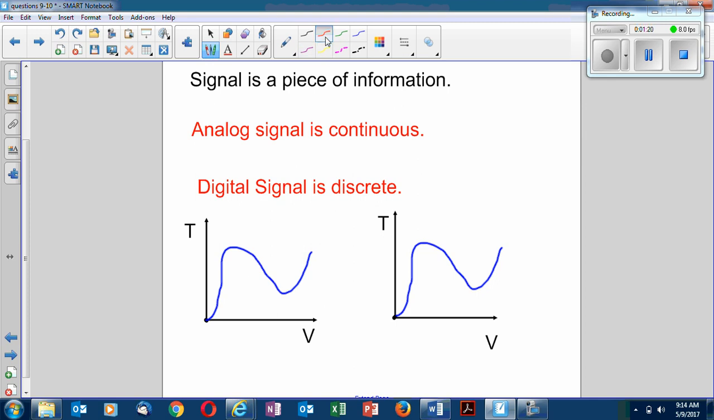So this is how digitizing works. A point is selected somewhere along a signal, and that point is held for a period of time. And after the time has passed, another point is selected, and then another point is selected, and so on. The red signal now is the digital signal.